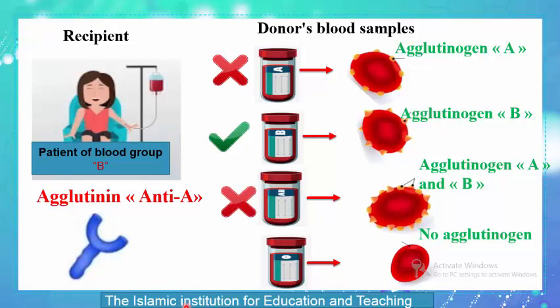Now, with blood group O, there is no agglutinogen on the surface of the red blood cell, meaning there is nothing to bind or fit with agglutinin A. Thus, this type of blood group can be given to the patient with blood group B. As a conclusion, a person with blood group B is able to receive blood from blood group B or blood group O.